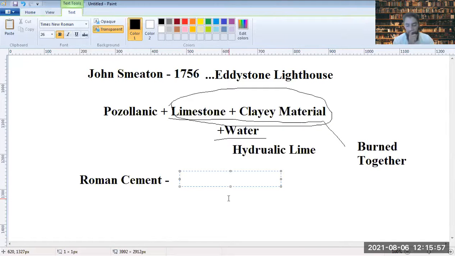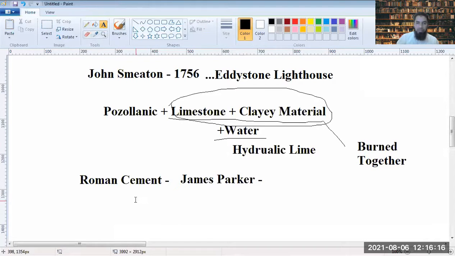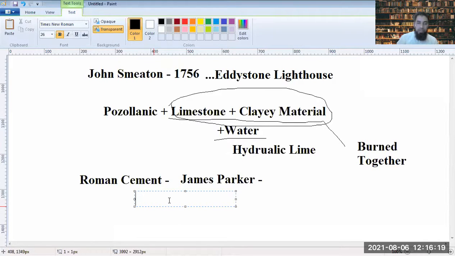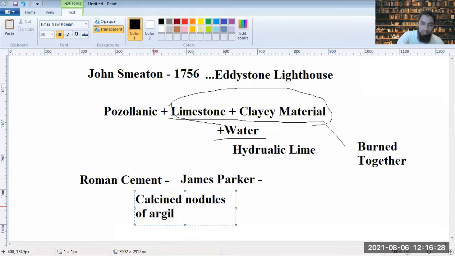Roman cement. Now, what is Roman cement? This was developed by James Parker. It's a modern Roman cement. He used the same technology which was used by the Romans long back, 2000 years back. He calcined nodules of argillaceous limestone.